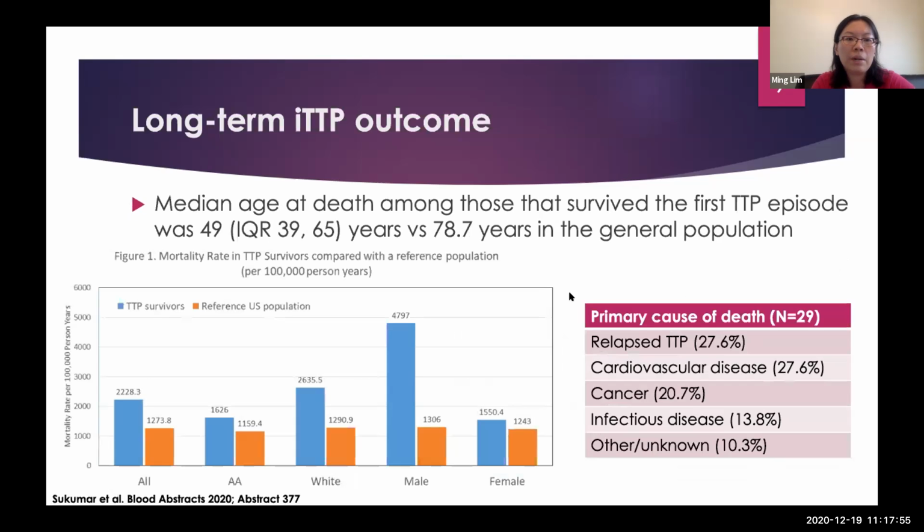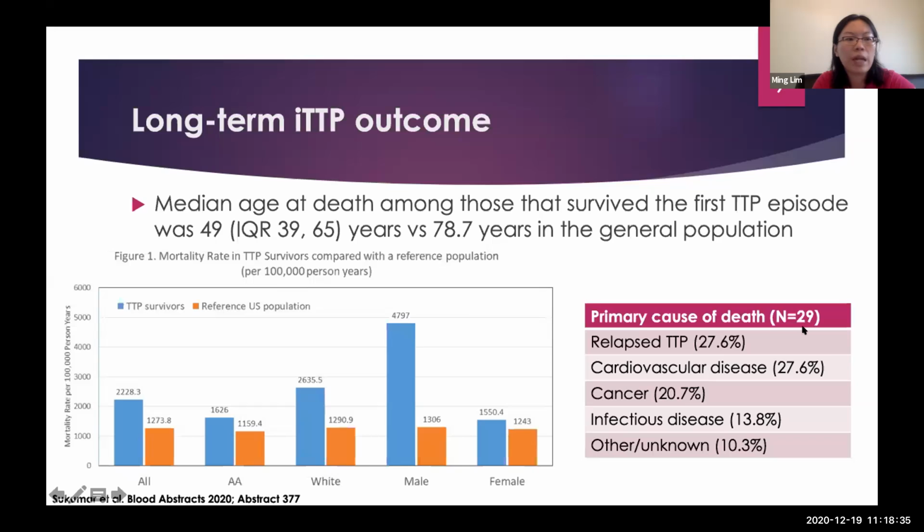And so then they look at the mortality rate in these patients and compare them against a reference population, which they call the general population. And they found that the median age of death among those that survived the first episode was 49 years versus 78.7 years in the general population. And then if you look at this graph below, the mortality rate in survivors was as high as 2,283 per 100,000 person years versus 1,200 in the reference population. And this higher mortality rate was seen regardless of ethnicity or sex.